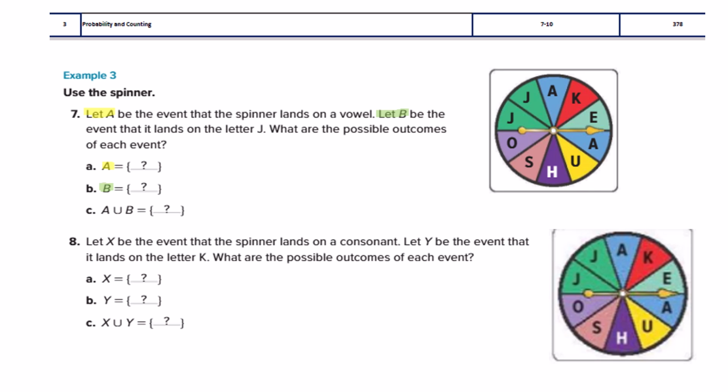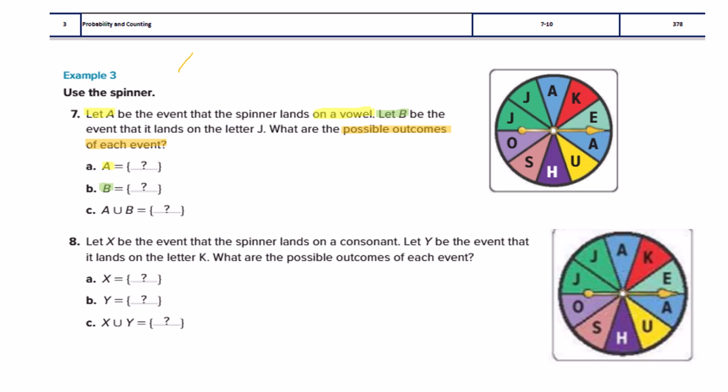In this case, they're asking us to look for the possible outcomes of each event. The possible outcomes of each event. So let's go back to our question. It says event A. Let event A be the event that the spinner lands on a vowel, right? On a vowel. So very quickly, let us quickly review what are the letters of the vowel.